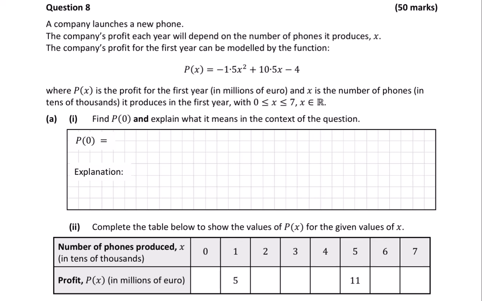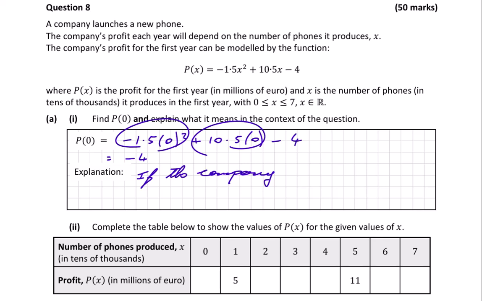Okay, so p of 0 is just going to be equal to minus 1.5 times 0 squared plus 10.5 times 0 minus 4. So when you do that, you will just get minus 4. You get 0 here, you get 0 here. So what does it mean? It means that if the company produces 0 phones, they'll make a loss of 4 million euros.